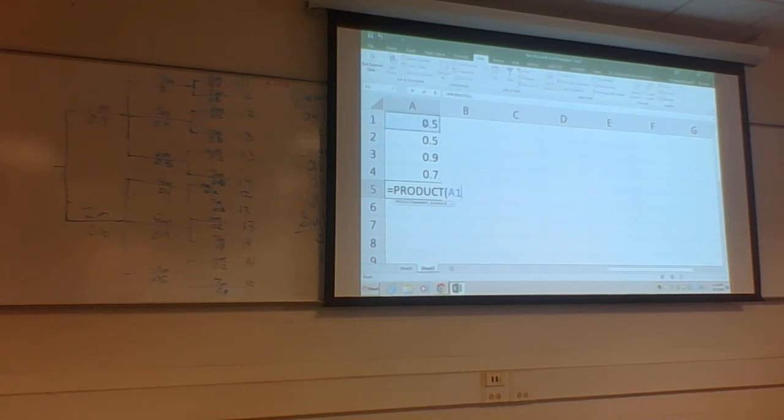Again, this person shows up, and this person shows up, and this person shows up, and this person shows up. And that would be not even a 16% chance I'll have a full class. That's pretty sad. The probability is really low. So what's the chance that none of them will show up?